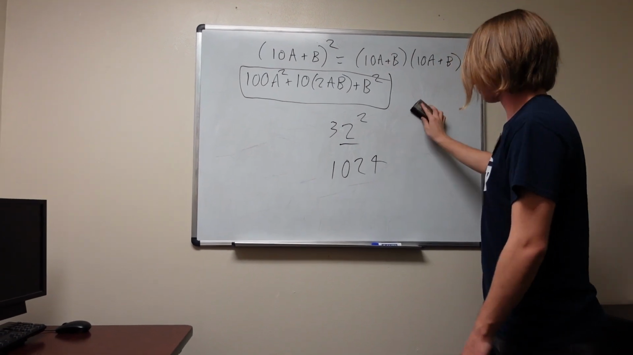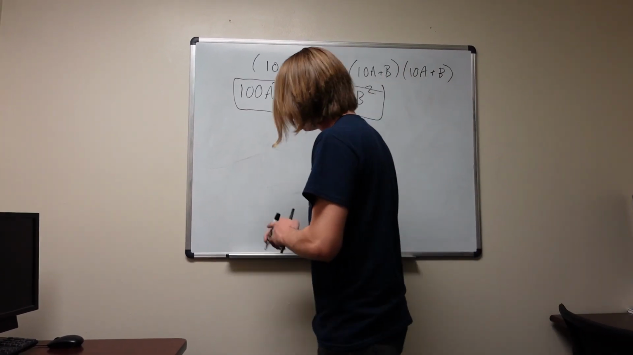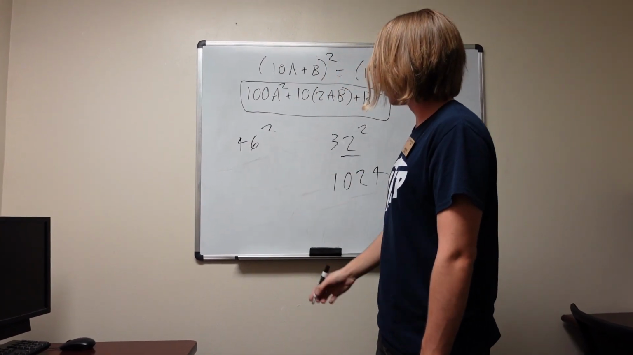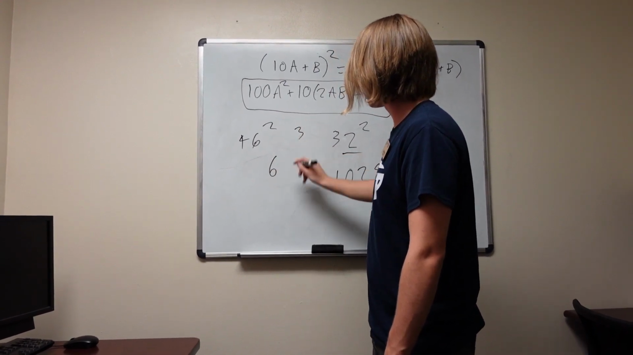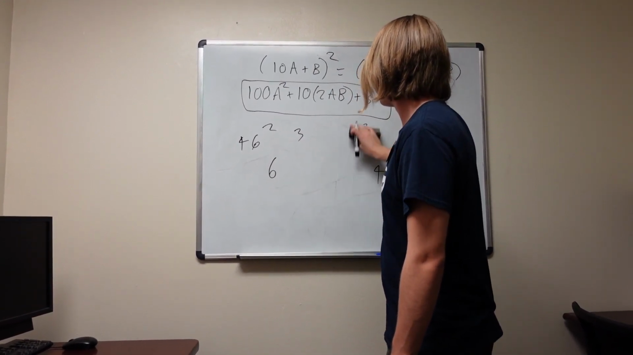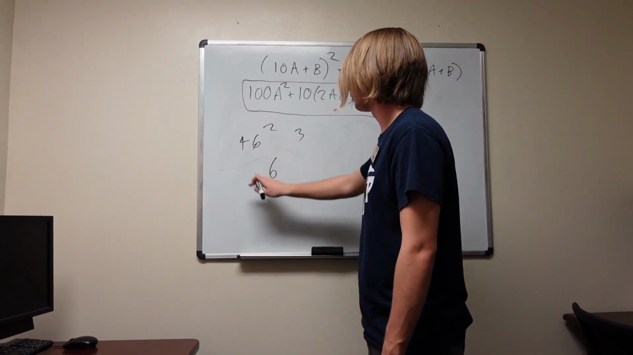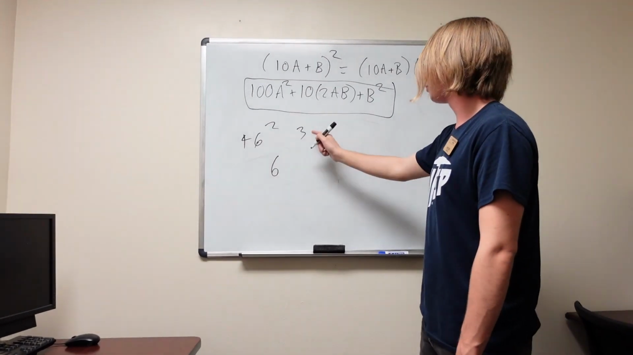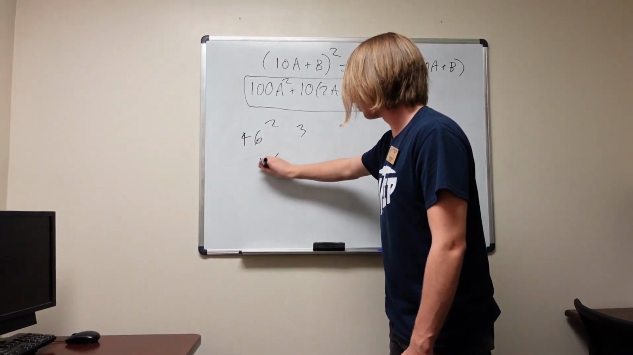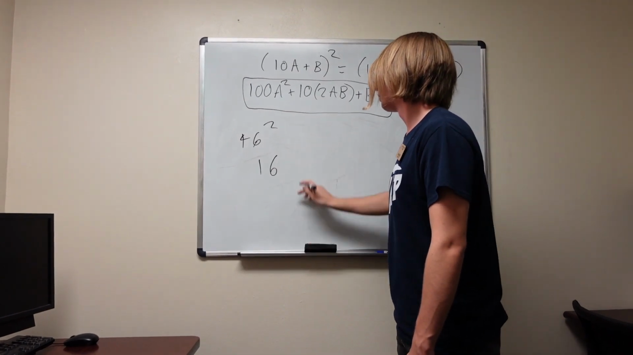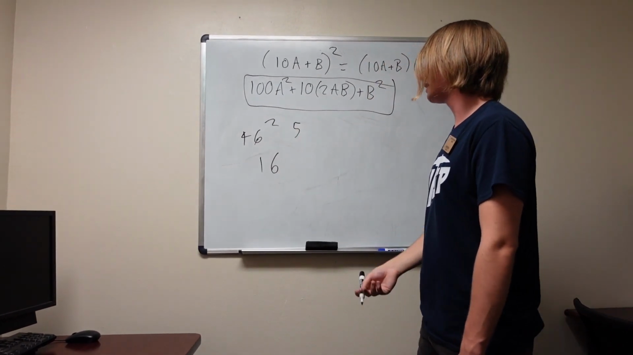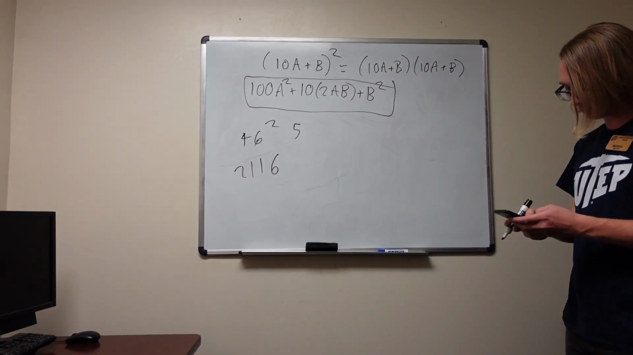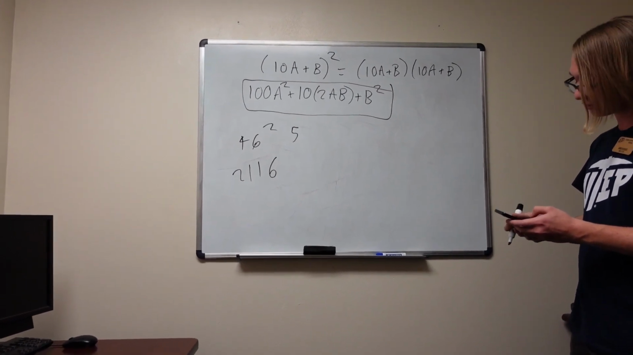I'll do this one a few times because it's kind of weird doing the process. So 46 squared: 6 squared is 36, carry the 3. So now we have a 3 carried. 6 times 4 is 24, double it, you get 48, plus the 3, you get 51. Carry the 5 now. 4 squared is 16, add 5, you get 21. So 46 squared is 2,116.